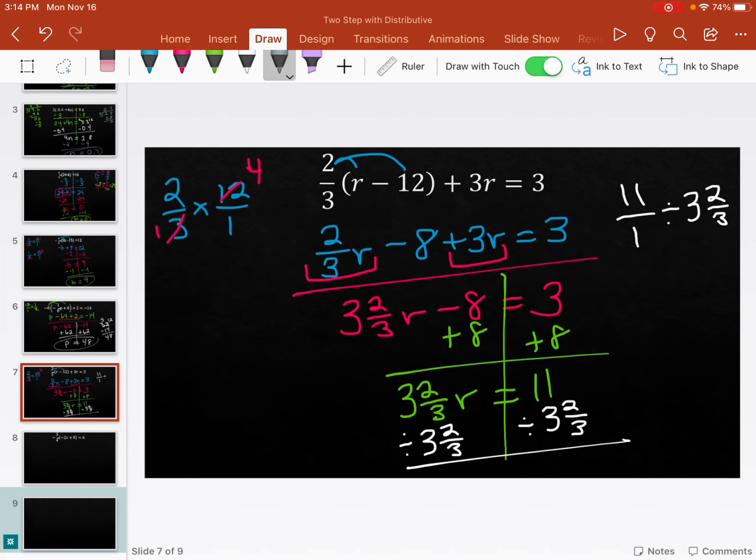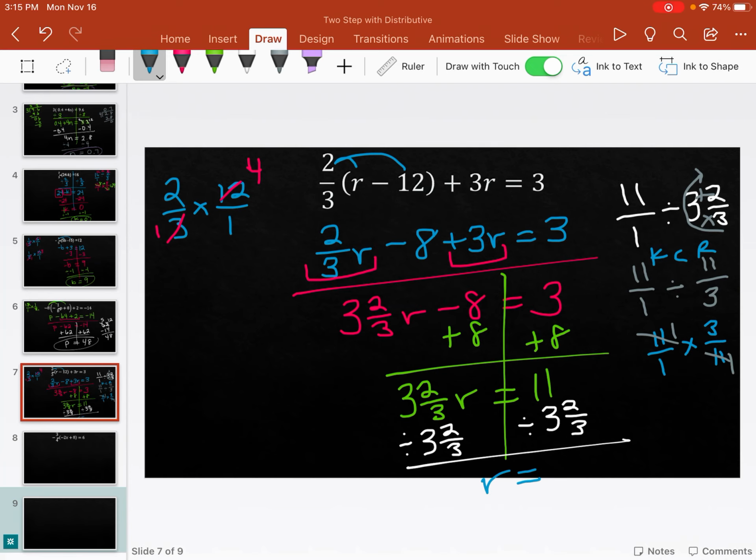I need to cartwheel this around. So really 11 over 1 divided by, multiply and then add, so 9, 10, 11 thirds. Then I'm going to keep, change, reciprocal. So I really have 11 over 1 times 3 over 11. I would cross simplify right here. So I'm really just getting 3. So r equals 3, and that's it. Not as bad as it looked.